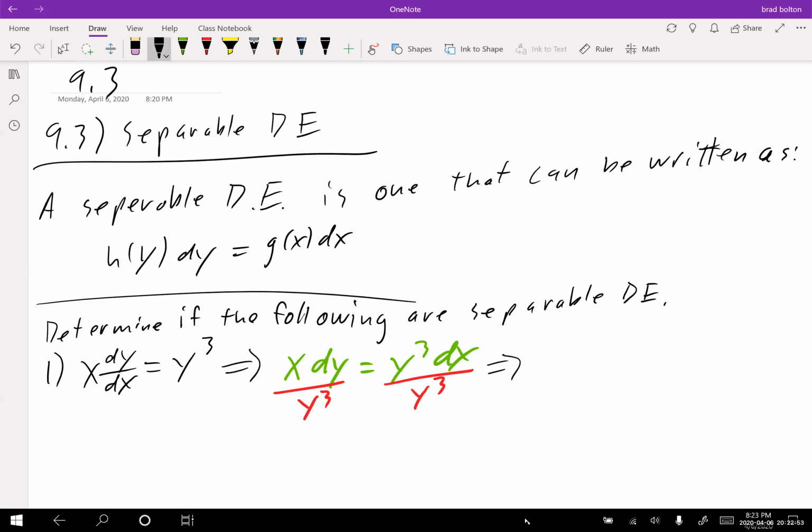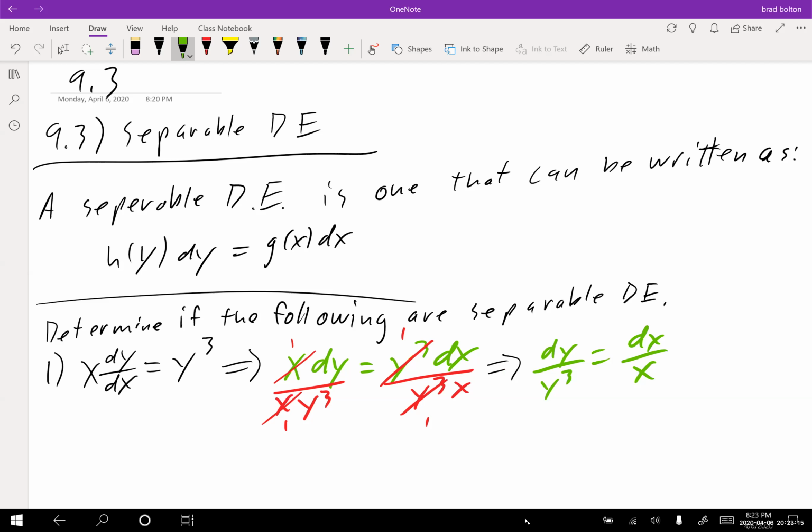And that'll leave us with, and I'm not gonna write it out, you guys, but I guess I will. I'm gonna divide x here and divide x here. So this x will cancel this x. This y cubed will cancel this y cubed. And we will be left with dy over y cubed equals dx over x.